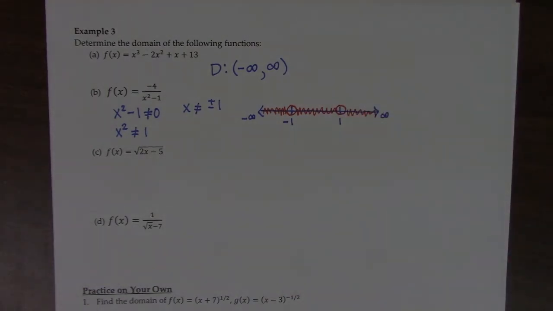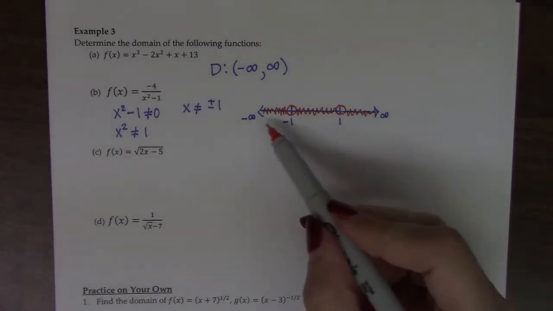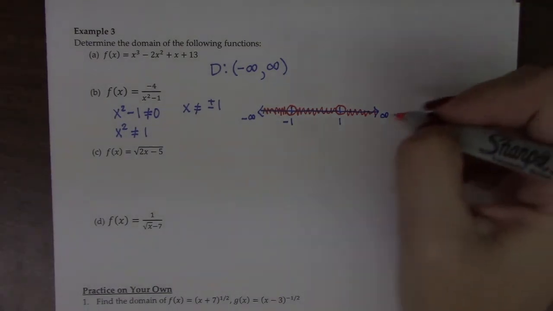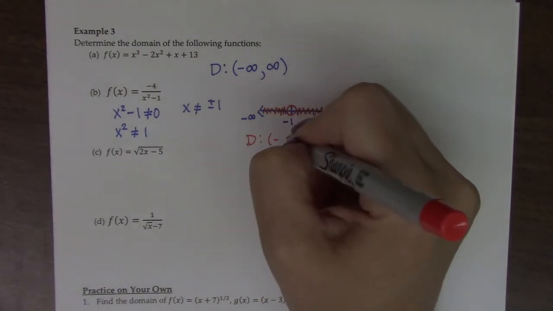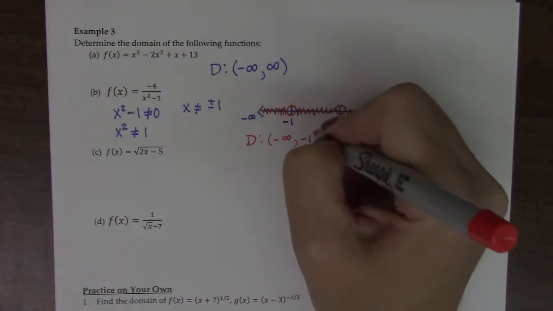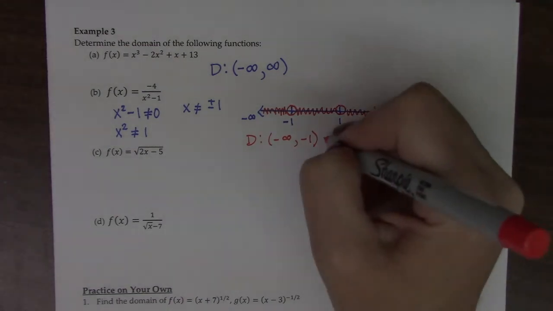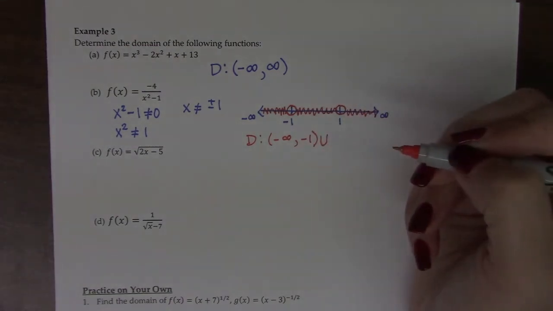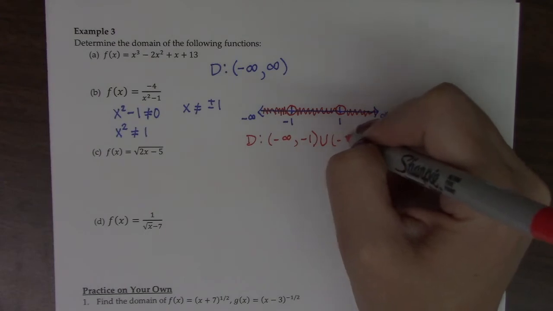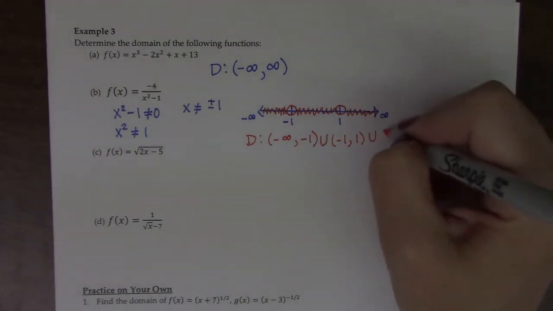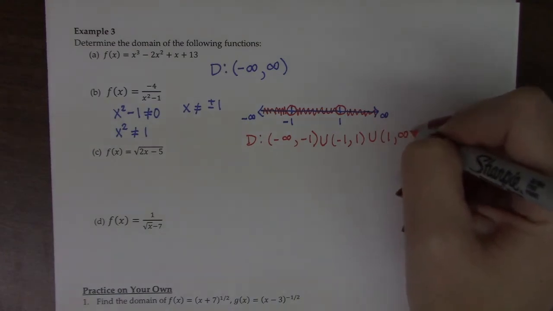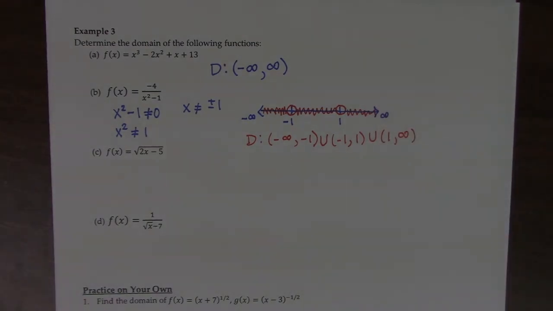So now when I want to express my domain in interval notation, I just read this number line from left to right. So the domain is -∞ to -1, not included, so we use parentheses. Then we use a union to pick up the next interval, and everything from -1 to 1, not included, is allowed. And then I'm allowed to grab 1 to positive infinity.